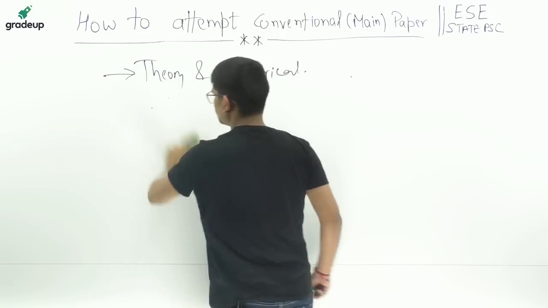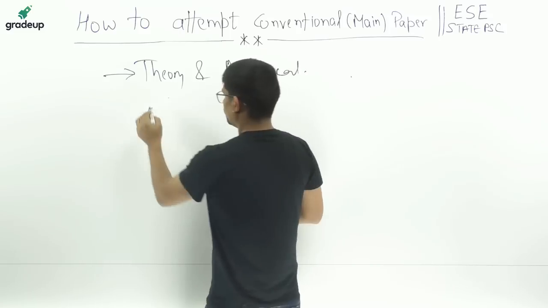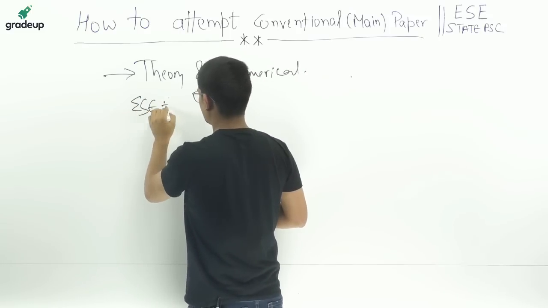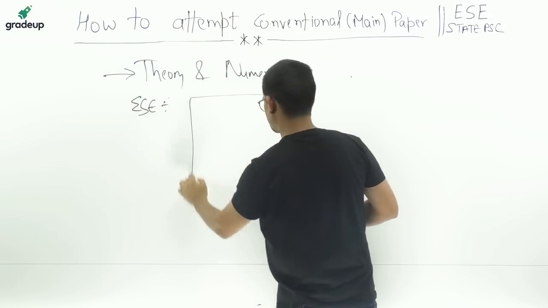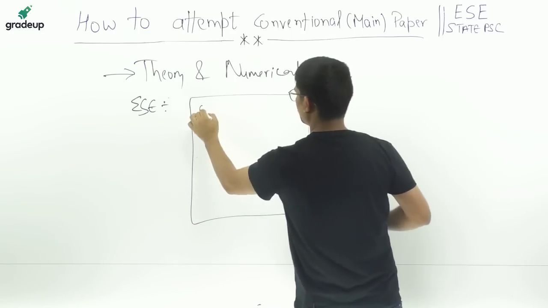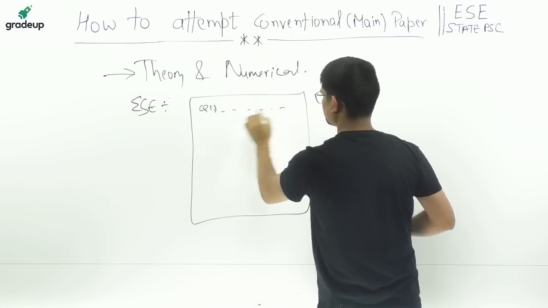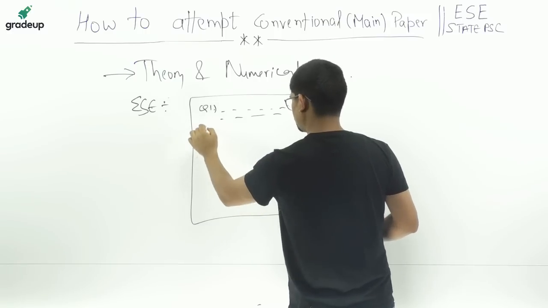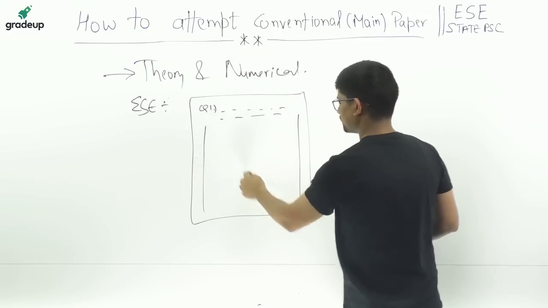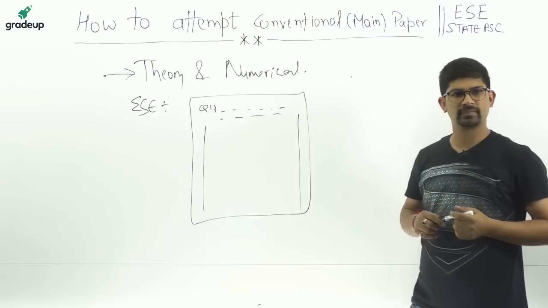First of all, I will hold the discussion for the ESE. In ESE, the answer sheet is something like this. You are provided with question number 1 here, the question will be written over here, and this will be the space provided for the answer.